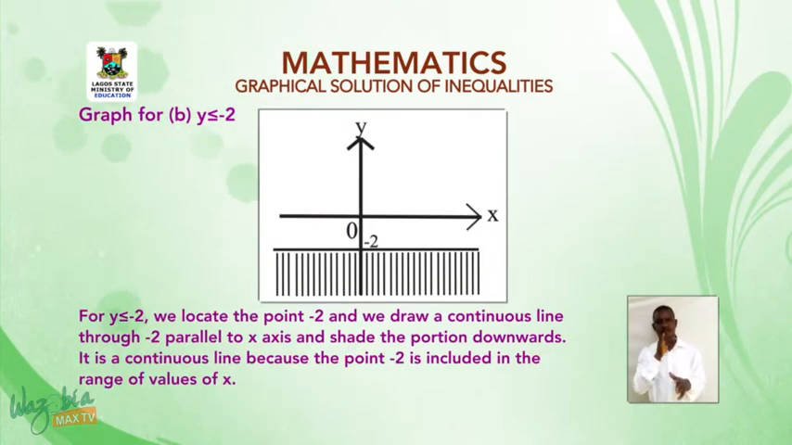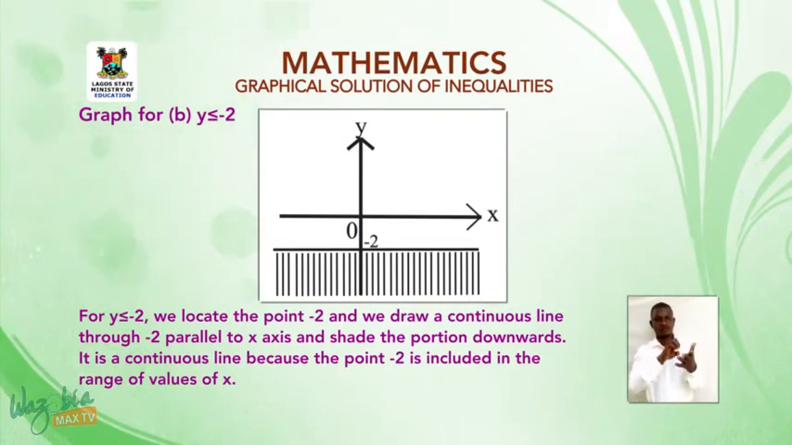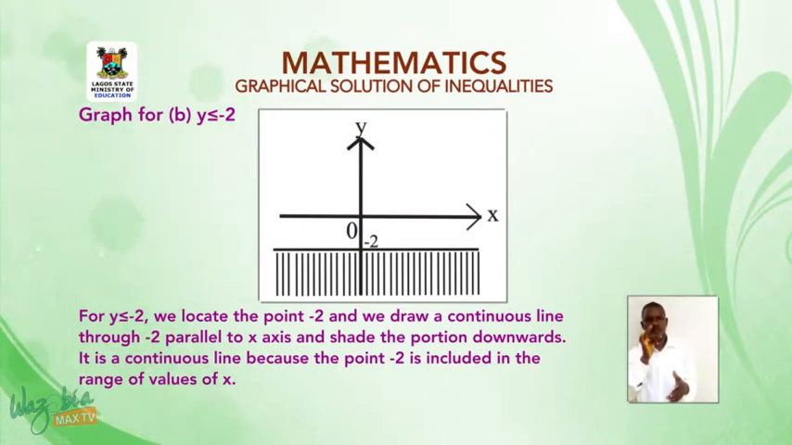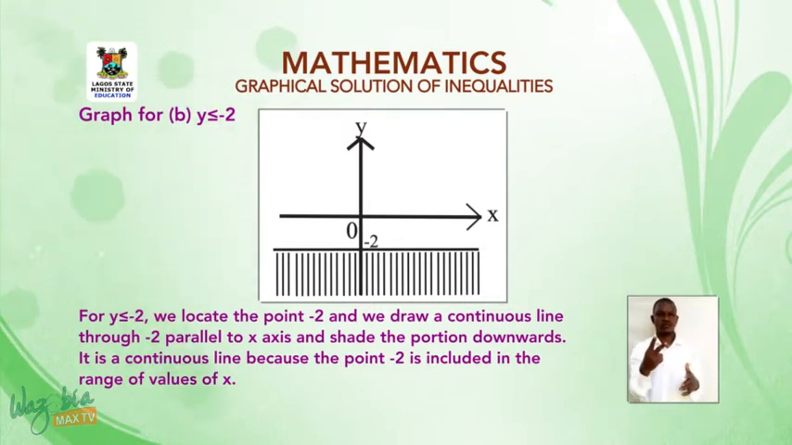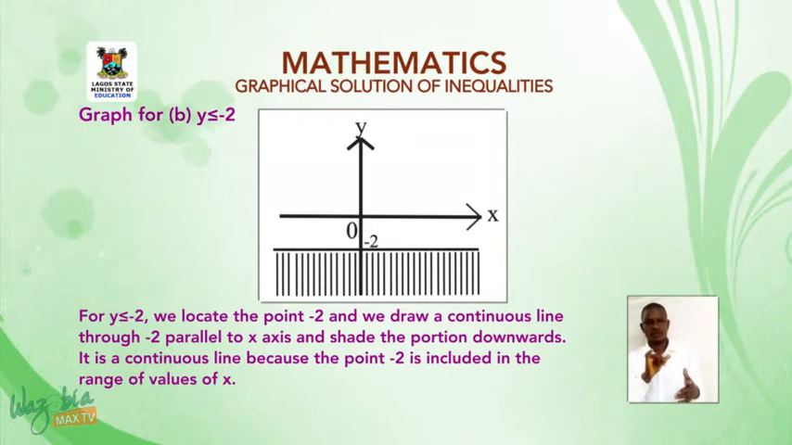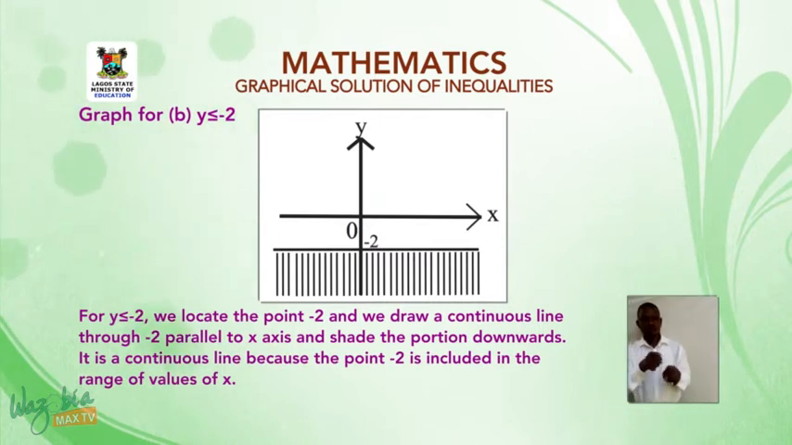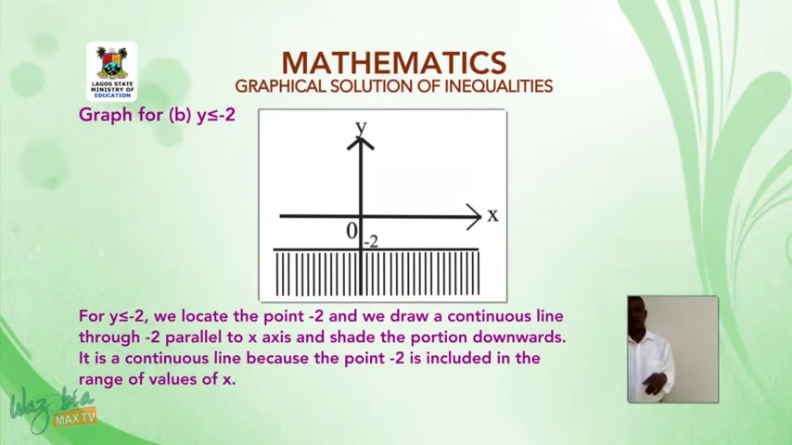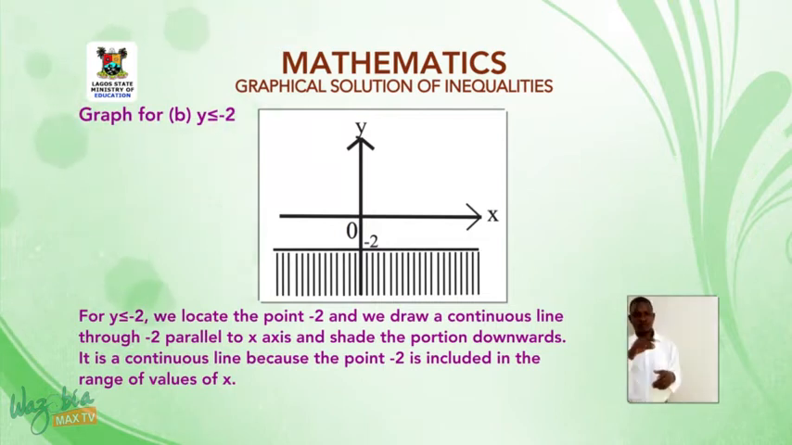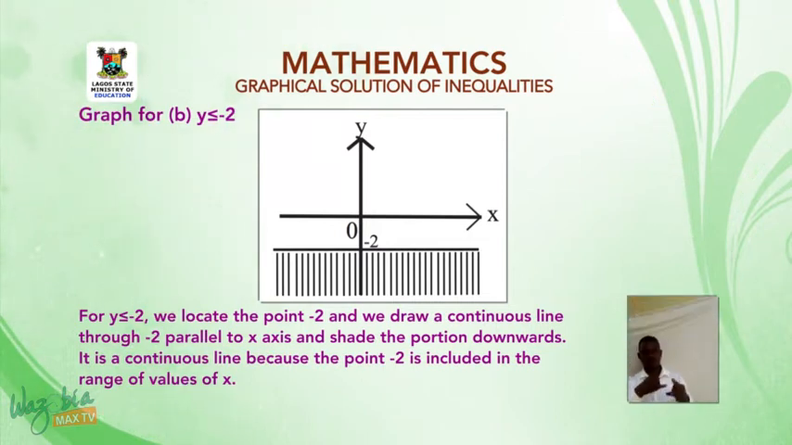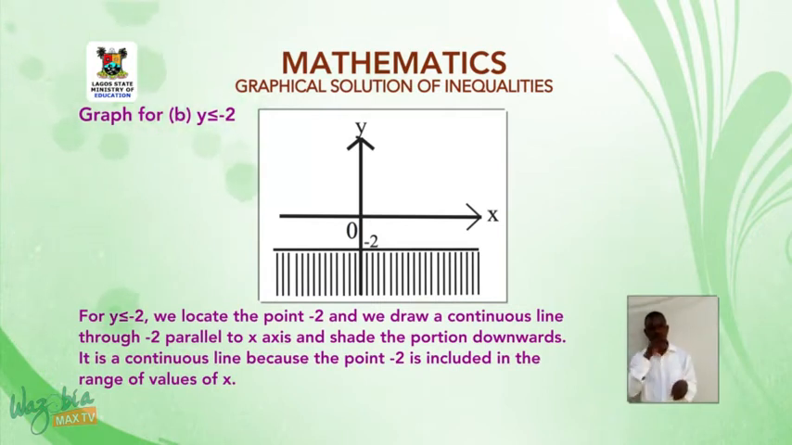Graph for B, that is y less than or equal to minus 2. The graph drawn as above. For y less than or equal to minus 2, we locate the point minus 2 and we draw a continuous line through minus 2 parallel to x axis and shade the portion downwards. It is a continuous line because the point minus 2 is included in the range of values.